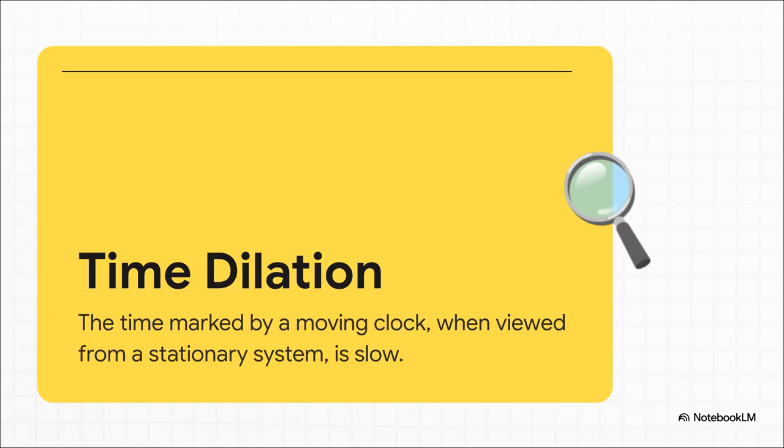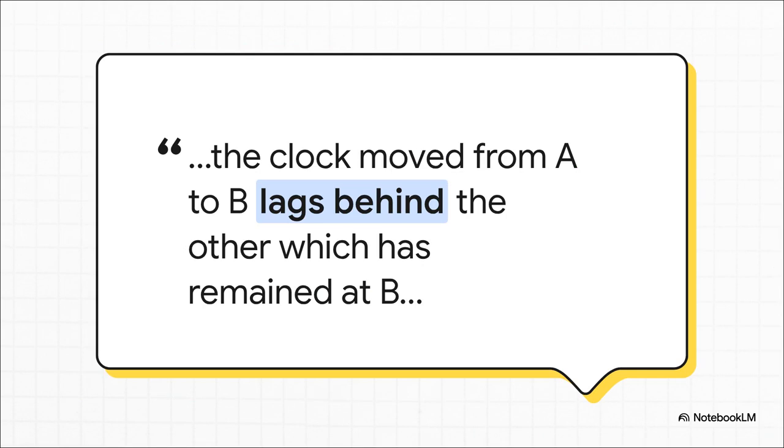The second consequence is just as strange, maybe even stranger: time dilation. Not only do moving rulers shrink, moving clocks run slow. That's right. From your perspective, a clock flying past you at high speed will literally tick more slowly than the one on your wrist.